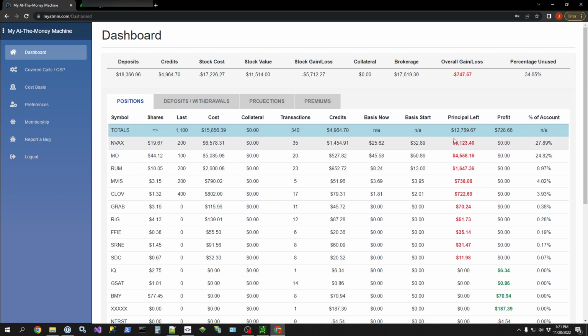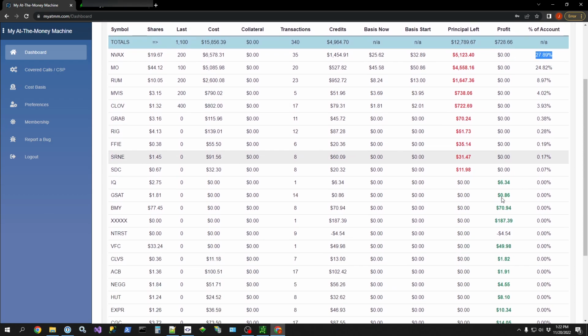But in any case, the dashboard shows, from highest to lowest, the account position size. I have like 18,000-ish cash deposited in here, and my position in NVAX represents like 27.89% of the total portfolio. So that's what this is illustrating here.